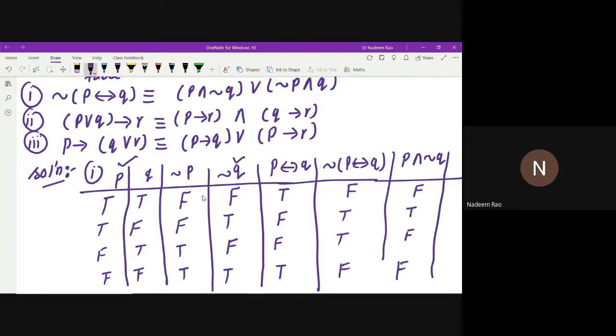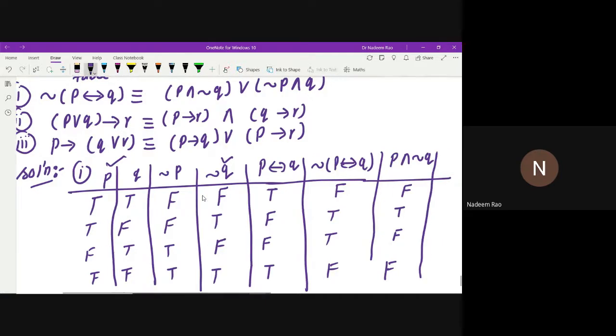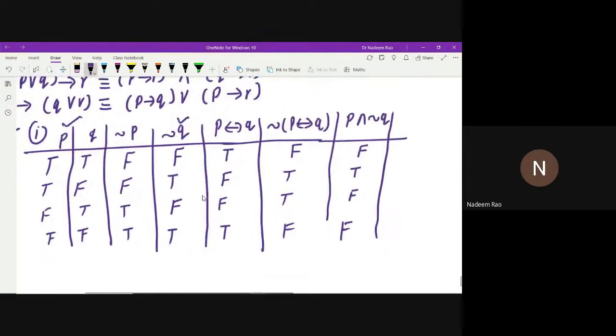Now, negation of P and Q. So negation of P, this one, and Q, this one. If one of them is false, then it is false. So the first one is false, then the second one is false, and then true, and then false. Okay.